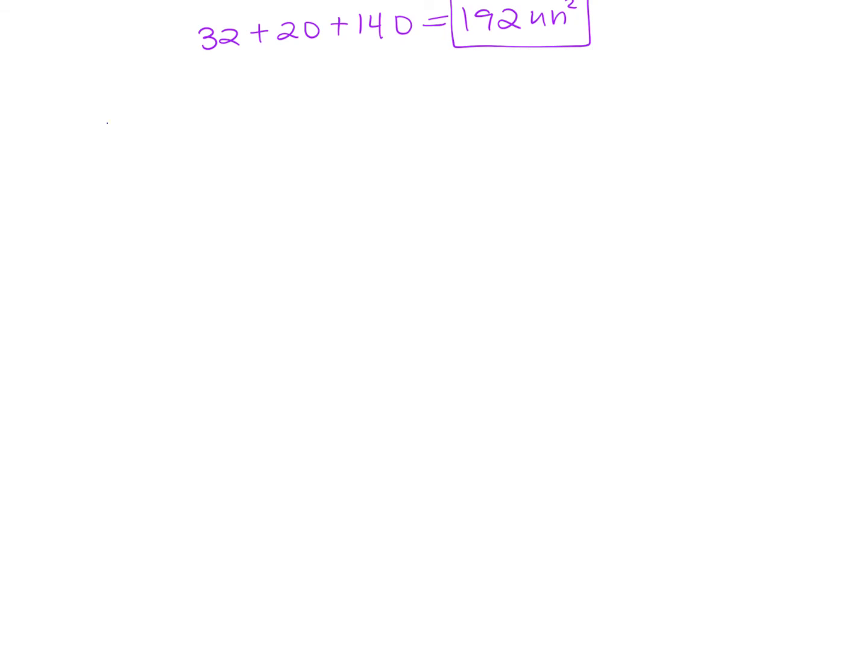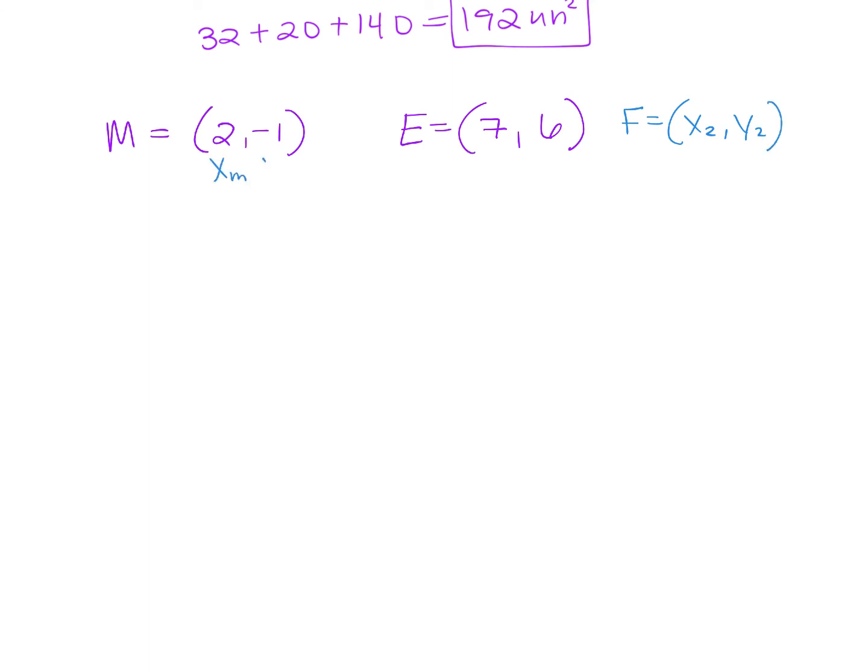Okay, end point. Let's say you have a midpoint of 2, -1. And one of your endpoints is 7, 6. Olivia, you with me? This one's for you. Okay, so this is your setup. You are going to find your other endpoint, which we'll call x2, y2. So this is your x sub m and your y sub m. That's your midpoint. This is your x sub 1 and your y sub 1.